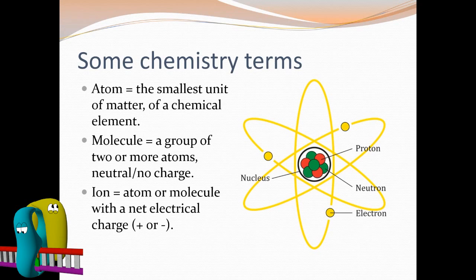A molecule is a group of two or more different atoms, and when we talk about charge, we talk about the electric charge. So in a molecule, across all of the particles in the molecule, the summation of all the different charges is neutral. Whereas an ion is an atom or molecule where the summation of all these charges produces a net positive or negative charge.